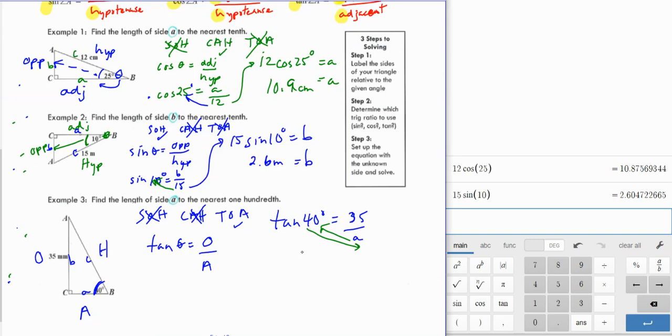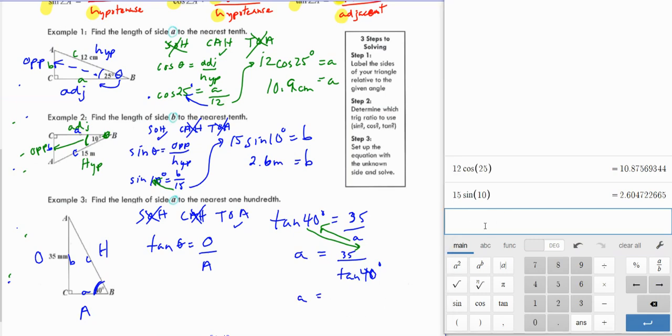We have A, that's now up at the top here, where tan 40 was. We have tan 40 at the bottom. It's crossed down where the A is. And then the 35 is on top. And we're looking for a side length here.